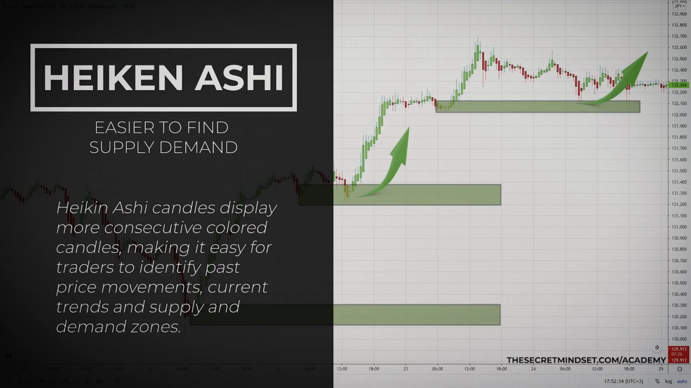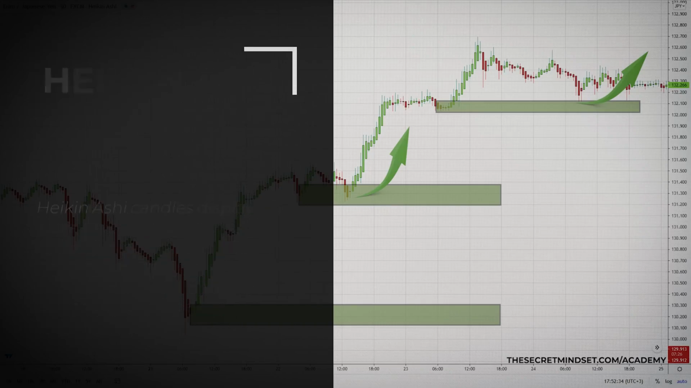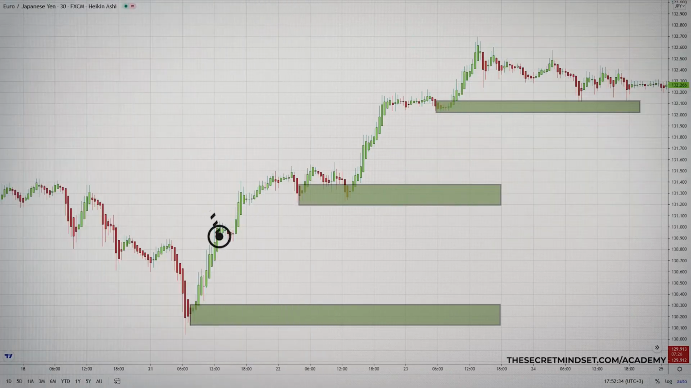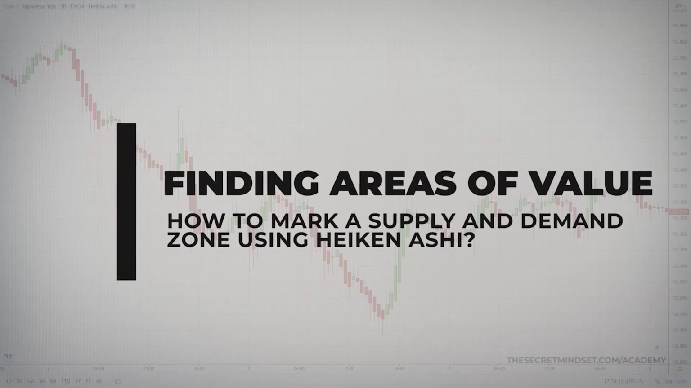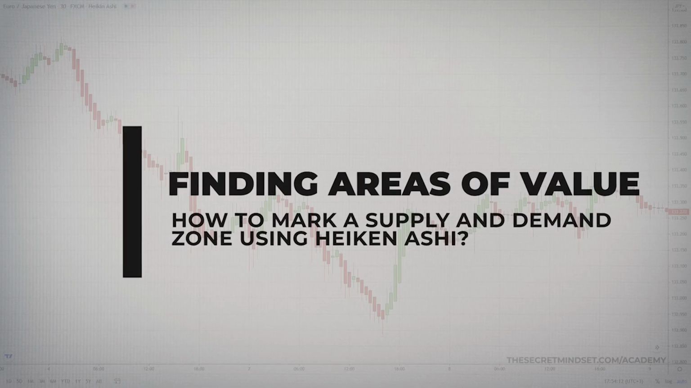However, the candles on a Heiken Ashi chart display more consecutive colored candles, making it easy for traders to identify past price movements, current trends, and of course, supply and demand zones. With Heiken Ashi, trends usually stay green in an uptrend and red in a downtrend. For me personally, it's much easier to find supply and demand areas using these candlesticks. This isn't the case with the traditional candlestick charts, where colors are different, even if the price is moving strongly in one direction.